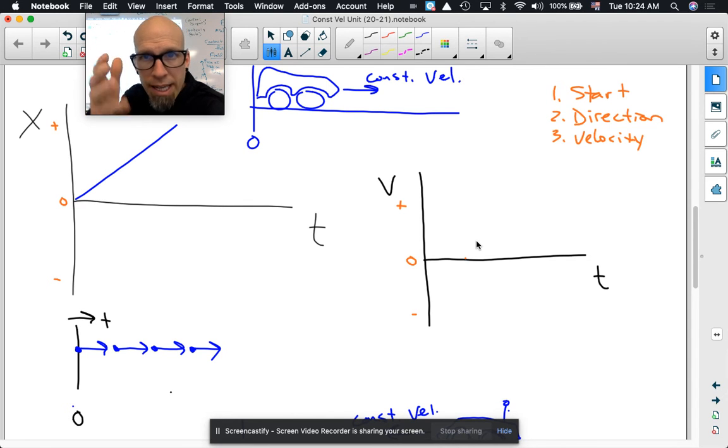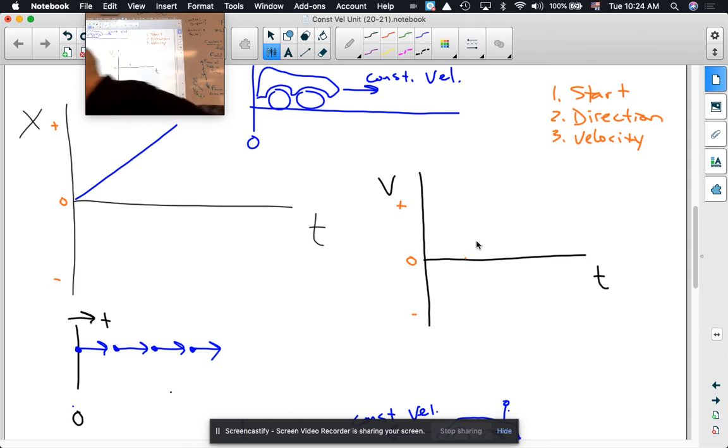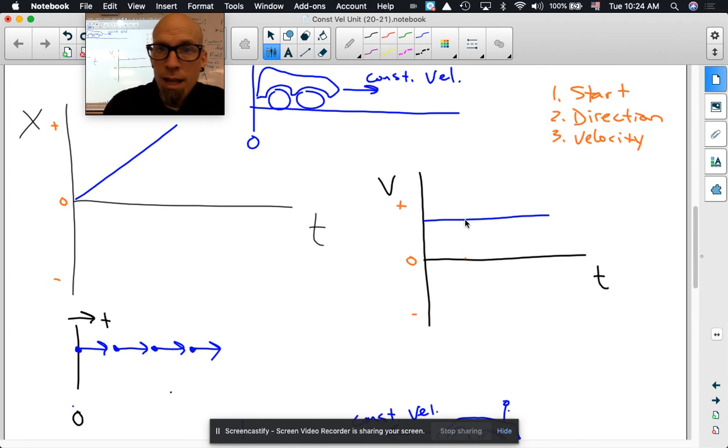I hope your brain is engaged and you're thinking about what that should look like. It should look like this. Because again, the line is at some value. Again, we don't know what the number is, but since this is a constant slope, that means it's a constant velocity, which means it can't change values. The velocity value does not change. So whatever this value is here, it's positive because it's above the zero, and it's not getting bigger or smaller.